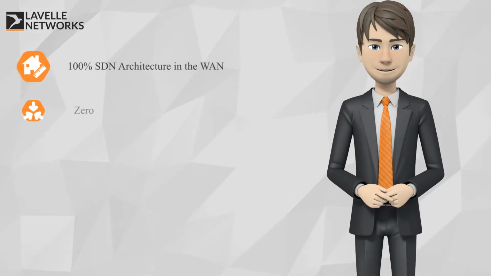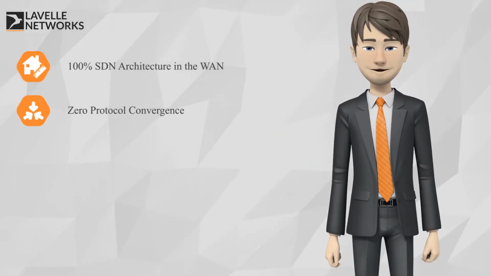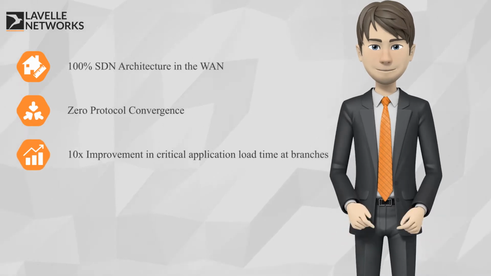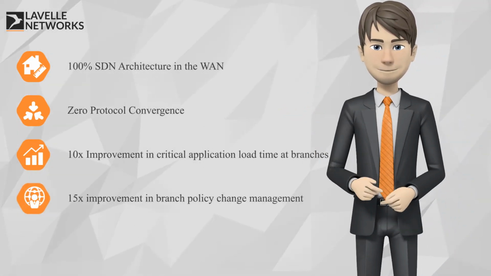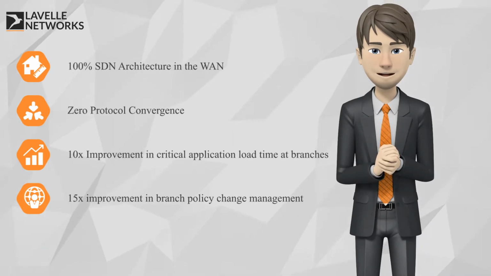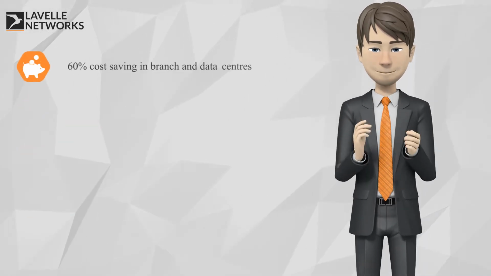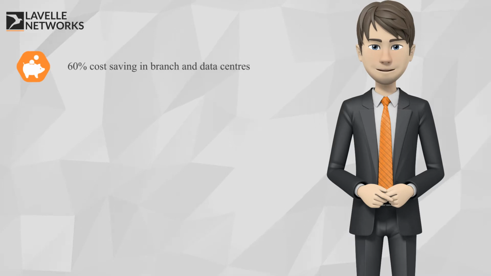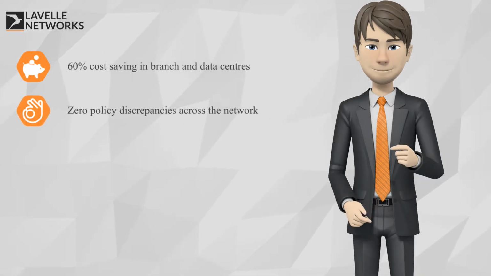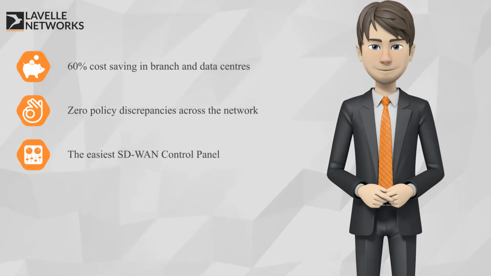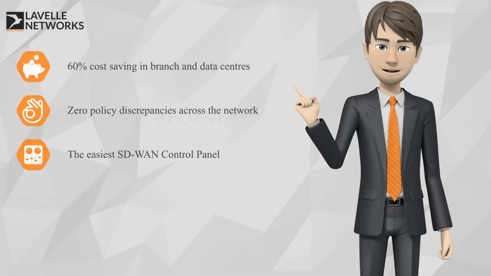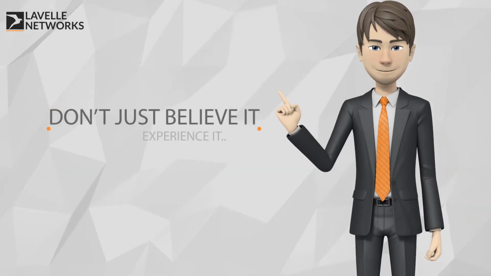architecture in the WAN, zero protocol convergence, 10 times improvement in critical application load time at branches, 15 times improvement in branch policy change management, 60% cost saving in branch and data centers, zero policy discrepancies across the network, the easiest SD-WAN control panel. Don't just believe it, experience it.